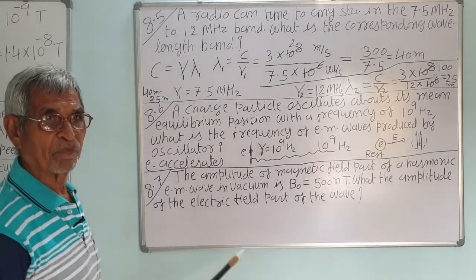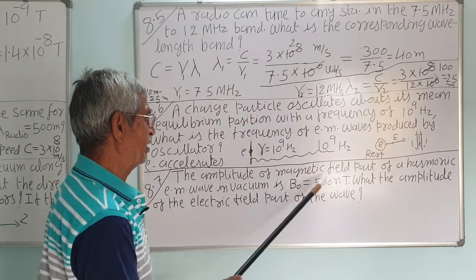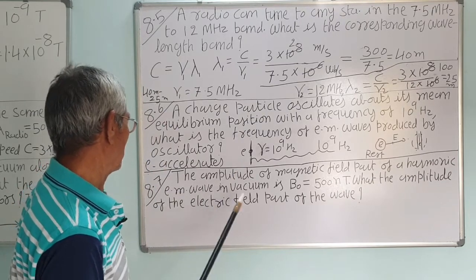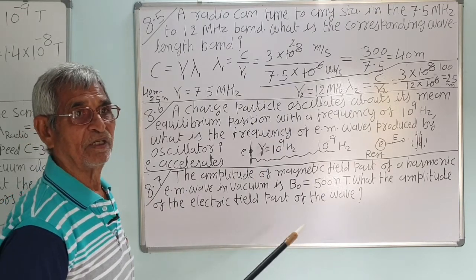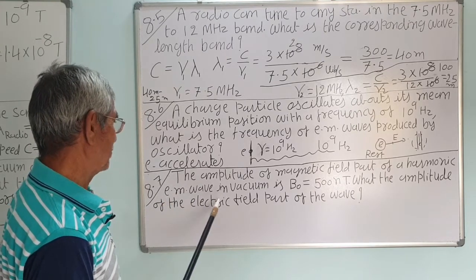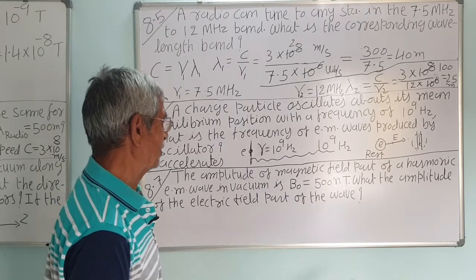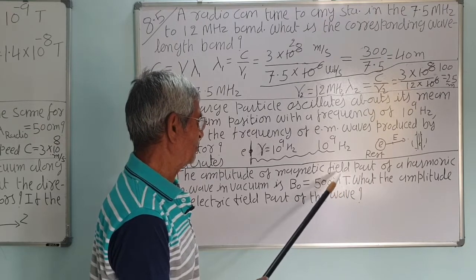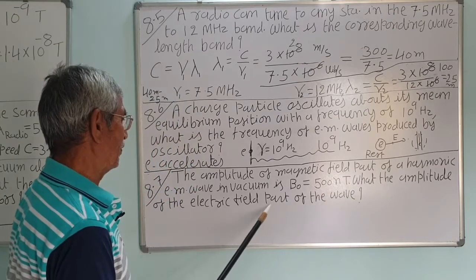Now 3 examples are left in the exercise. The amplitude of the magnetic field part of a harmonic electromagnetic wave, whose electric field is also harmonic or oscillating, given by A sin omega t, in vacuum is B0 equal to 500 nanotesla, where nano is 10 raised to minus 9. What is the amplitude of the electric field part of the wave?